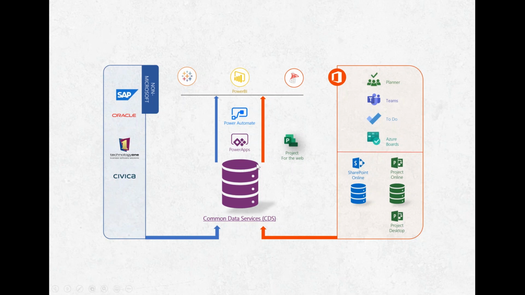Common Data Service is a component that a client or an organization can utilize to really have one source of truth, if you'd like, a data area where the data can be brought from different applications, like a Microsoft set of applications, if the organization uses Planner, Teams, To Do, Azure Boards, whatever your Office 365 or non-Office 365, any Microsoft applications, even Project Online and SharePoint. The data from these can then be integrated and sent to the CDS, the Common Data Service.